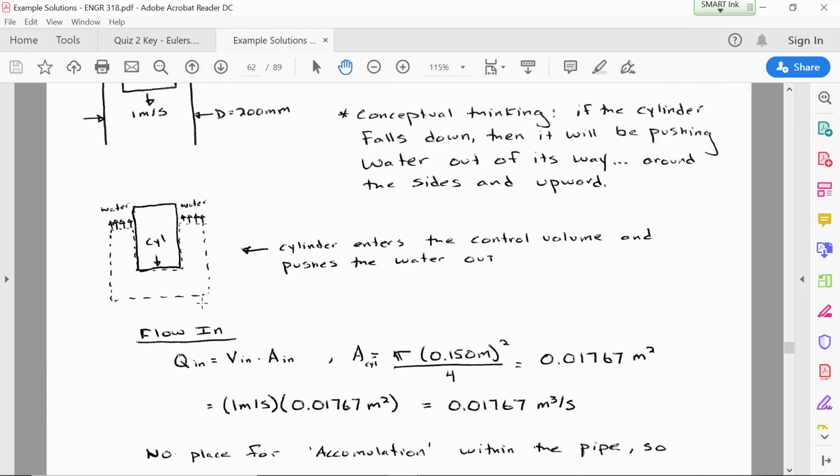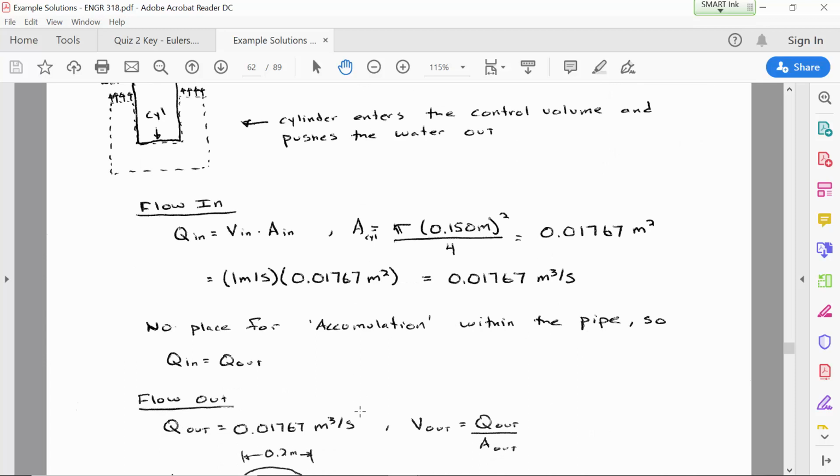So we can find the flow into the volume, which is just going to be the velocity times the cross-sectional area of the cylinder. And so flow in and flow out are equal.